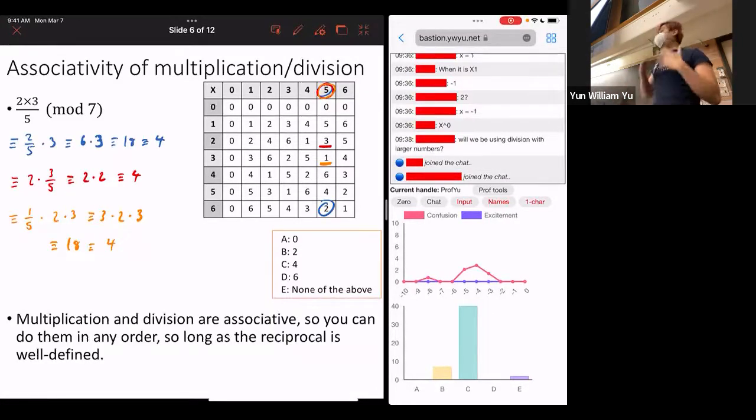So the punchline here is that multiplication and division are associative, and so you can do them in any order so long as the reciprocal is well defined. What do we mean by that? Well, let's take a look. So we've done 5 and 7. What is true about 5 and 7?